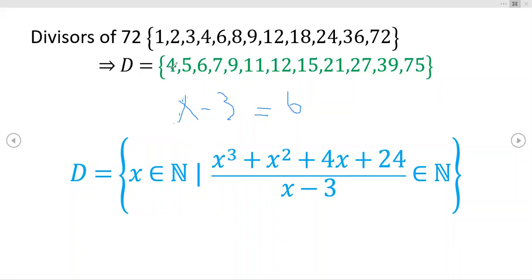So we've actually constructed the set of divisors. We're not going to check all these, but you could substitute any of these in, for example, 39 cubed plus 39 squared plus 4 times 39 plus 24, divided by 36, is actually going to be a natural number. We've proved that conclusively here. Hope you guys enjoyed that. I kind of like that.